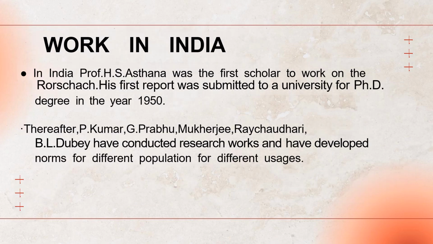Then what work was done in India? In India, Professor H.S. Asthana was the first scholar to work on the Rorschach. His first report was submitted to a university for a PhD degree in the year 1950. Thereafter, P. Kumar, G. Prabhu, Mukherjee and Ray Chaudhary and B.L. Dubey have conducted research work and have developed norms for different populations for different usage. So the two names who have initially worked are Professor H.S. Asthana, and the next famous person was Professor B.L. Dubey.